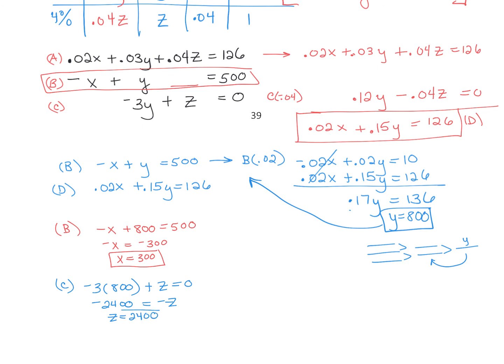So we can now answer our question in a sentence. Sam invests $300 at 2%. Y was 800, so $800 at 3%, and $2,400 at 4%.